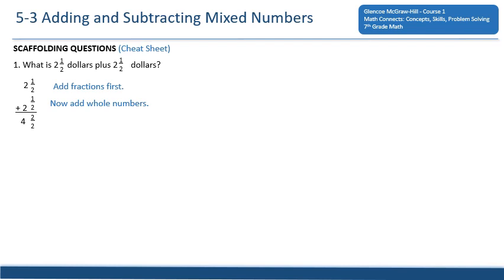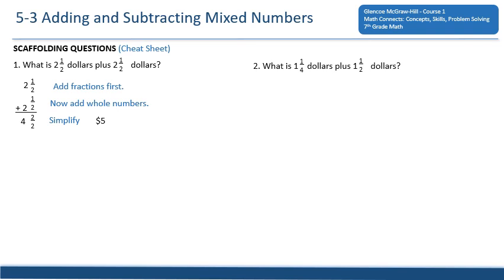So we get 4 and 2 halves. And if we simplify that, 2 over 2 is an improper fraction. So we will turn that into $5. We will turn the 2 over 2 into 1 and add it to the 4 to get 5.